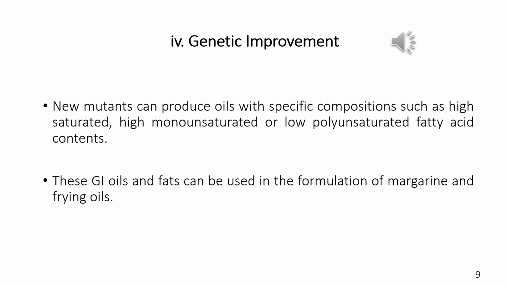Fourth method is genetic improvement. In this method, new mutants or new mutation can produce oil that has specific composition, such as the oils are highly saturated, highly monounsaturated, with low polyunsaturated fatty acid contents. So the genetic improvement oils and fats are used in the formulation of margarine and frying oils.